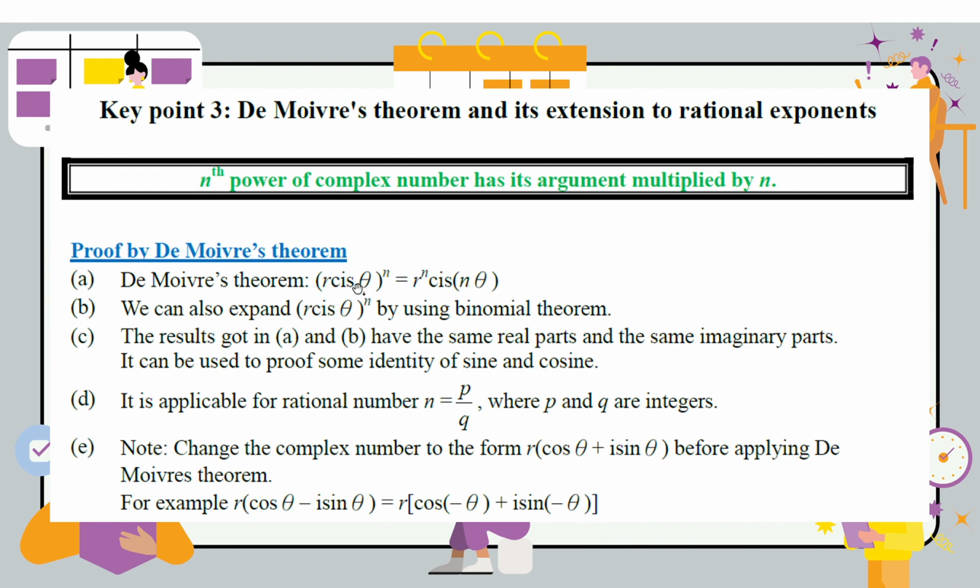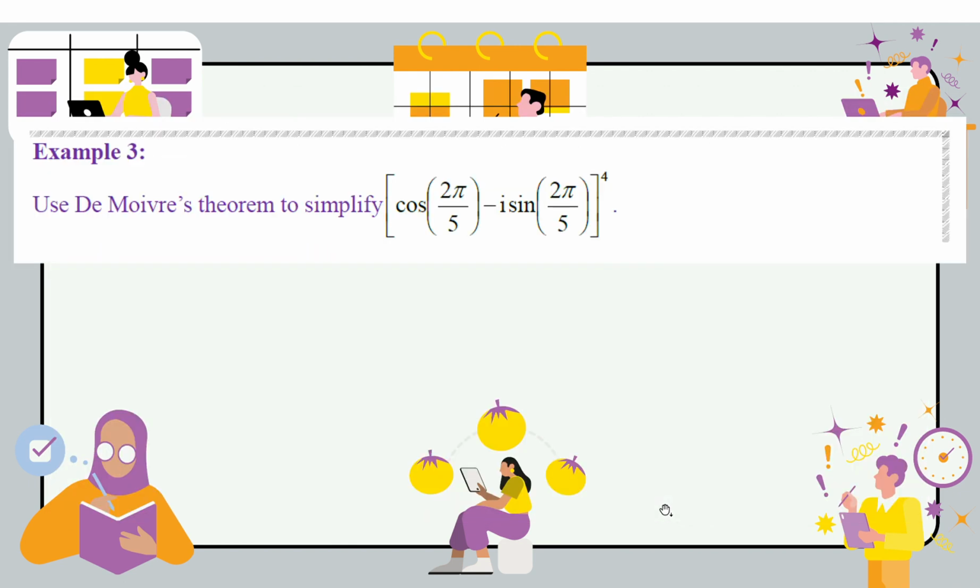And also remember, because the rule is for cis, it must be cosine theta plus i sine theta. So if you're given cosine theta minus i sine theta, remember to change it to cosine negative theta plus i sine negative theta first. Okay, try to use De Moivre's theorem to simplify this rigorously, okay?